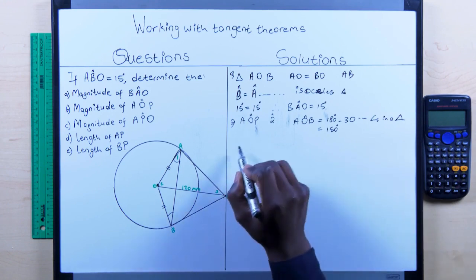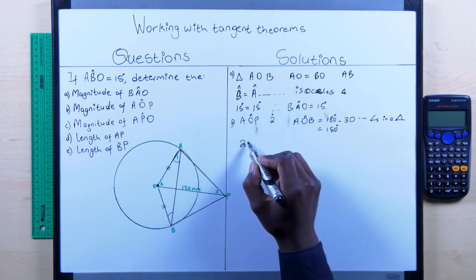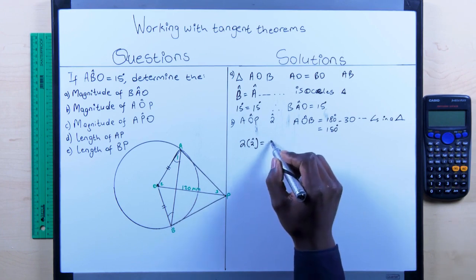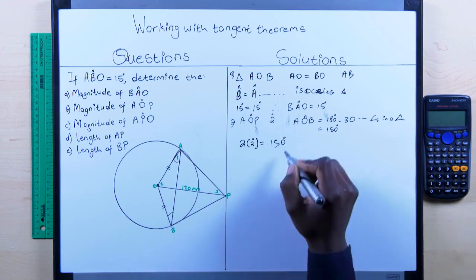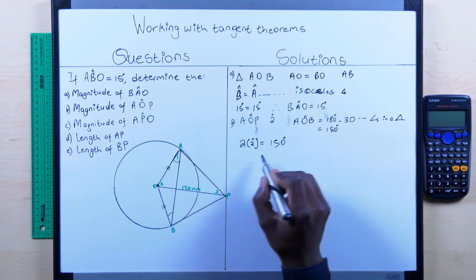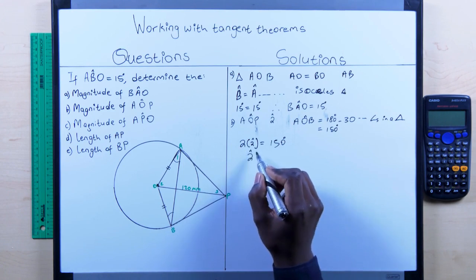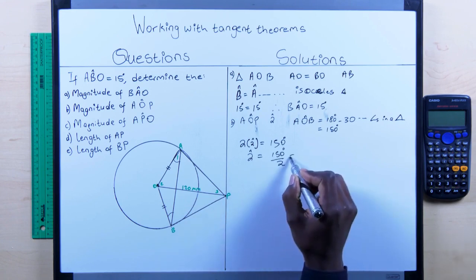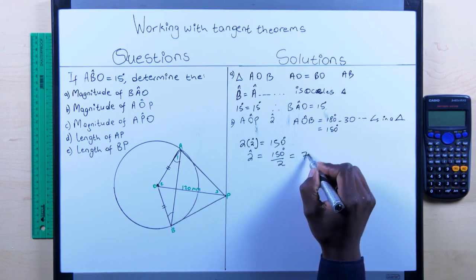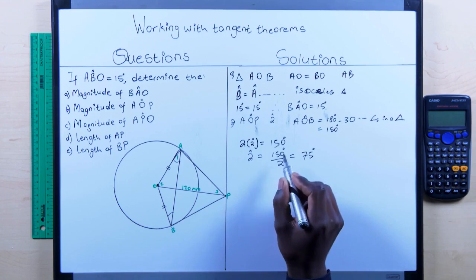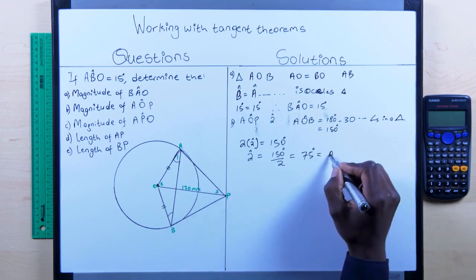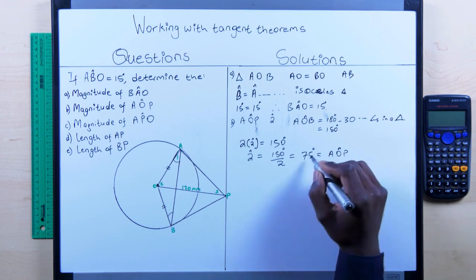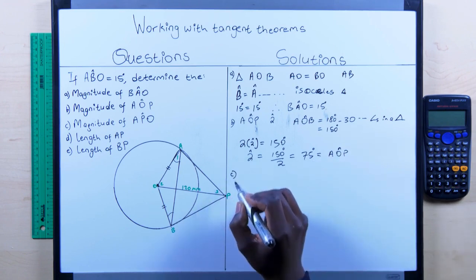This number B further on says that 2 times angle 2 is equal to 150. What does it mean? It means that angle 2 is equal to 150 degrees divided by 2. That's making our answer 75 degrees. So angle 2, which in actual sense is equal to angle O at AOP, is equal to 75.